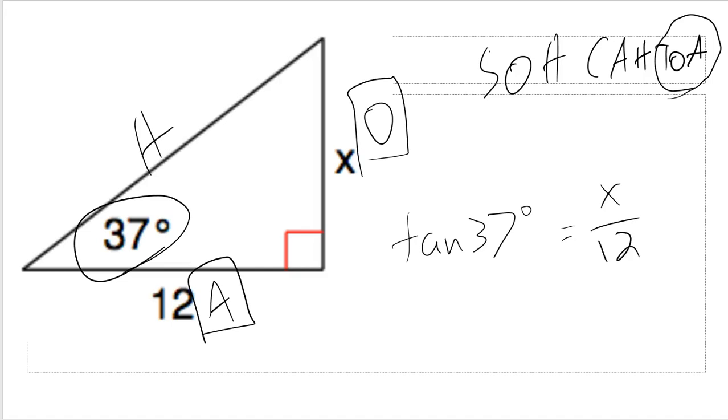With these, there's two ways you can do this. When the number is on the bottom, I want you to multiply both sides by 12. We're actually going to get an answer for this.